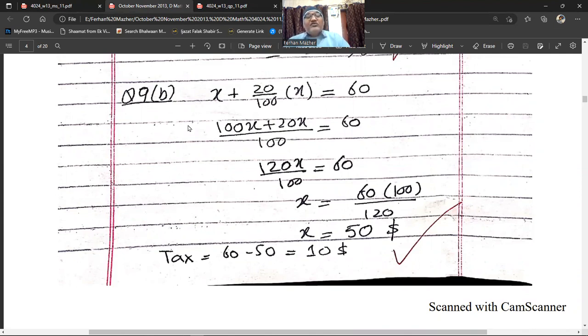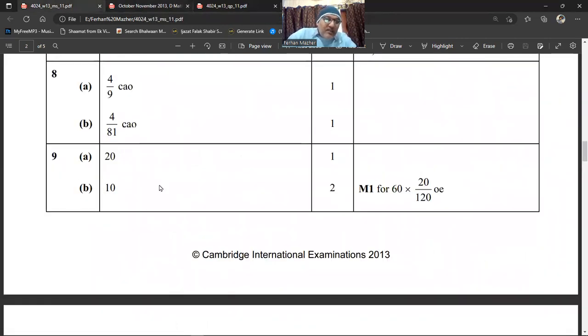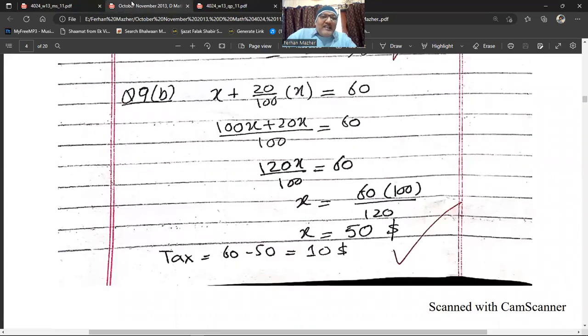So 100x plus 20x, the whole thing divided by 100, is equal to 60. So 120x divided by 100 is equal to 60. So x will be equal to 60 into 100 divided by 120. So x will be equal to $50. It means the original price without the tax was $50. After including the tax, the price was $60. So how much is the tax? That will be 60 minus 50, and that will be $10. So the tax is $10. So question number 9, B part, $10 is the right answer, sir.